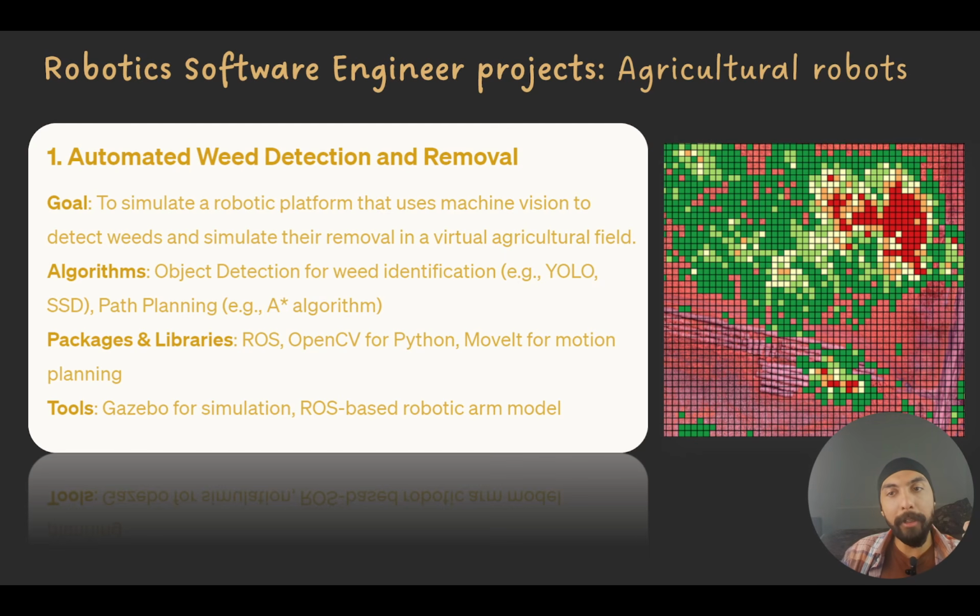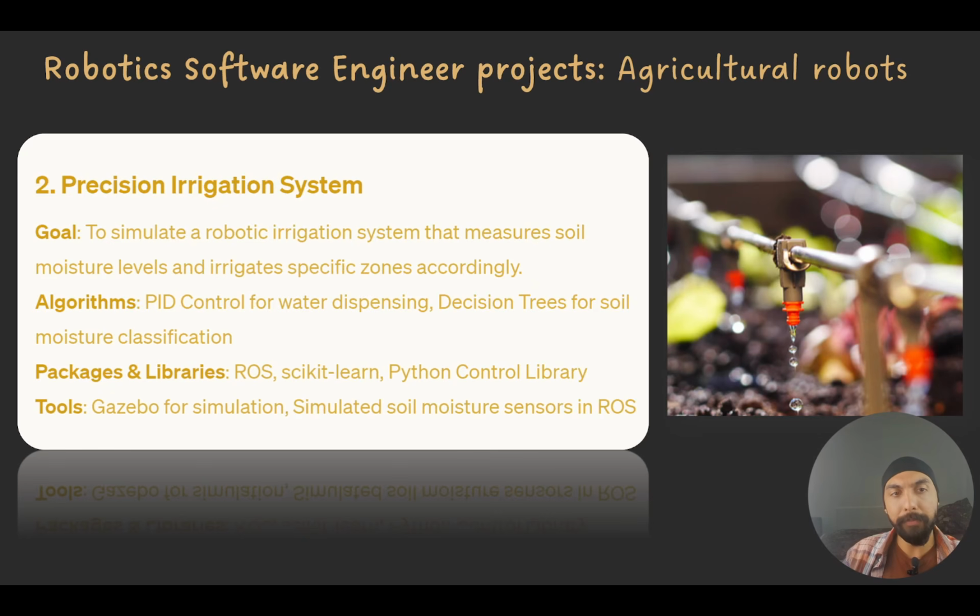The algorithms that you would expect to work with in this project are object detection for weed identification, you can look at YOLO, SSD, and some other object detection models. Path planning algorithms, you can work with ROS and OpenCV. MoveIt package for motion planning. Tools are essentially ROS and Gazebo for simulation.